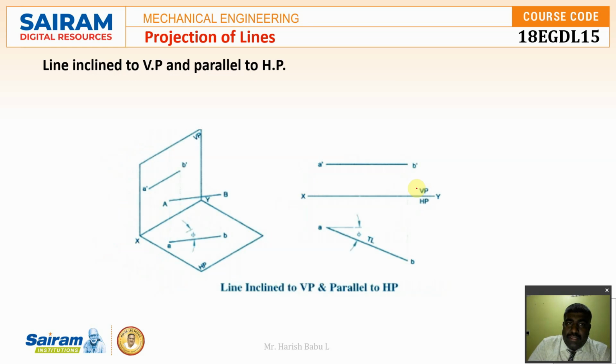So coming on to the fourth one, that is line inclined to VP and parallel to HP. This is one of the conditions you have to remember when you are doing the problem. So when I want to take a line which is parallel to HP and then incline it with respect to VP, this is the inclination with respect to VP that I want to specify as phi. So you can see there, this is the inclination I want to get with respect to the VP.